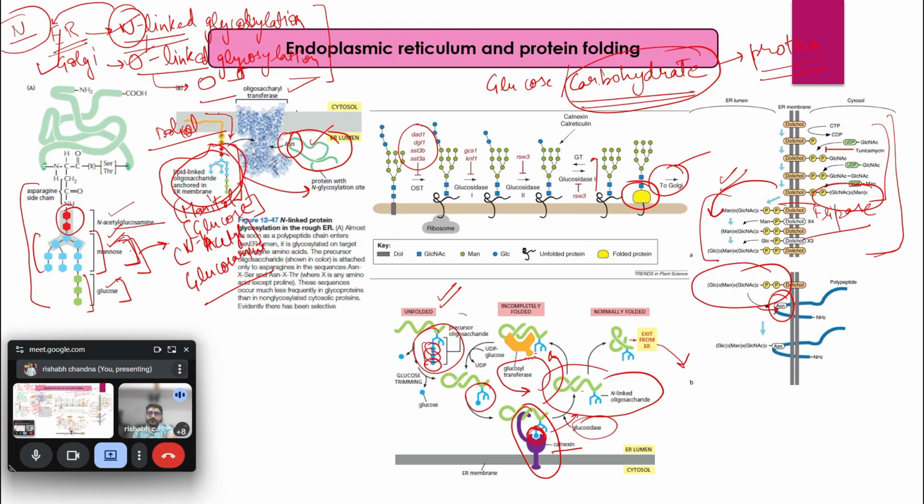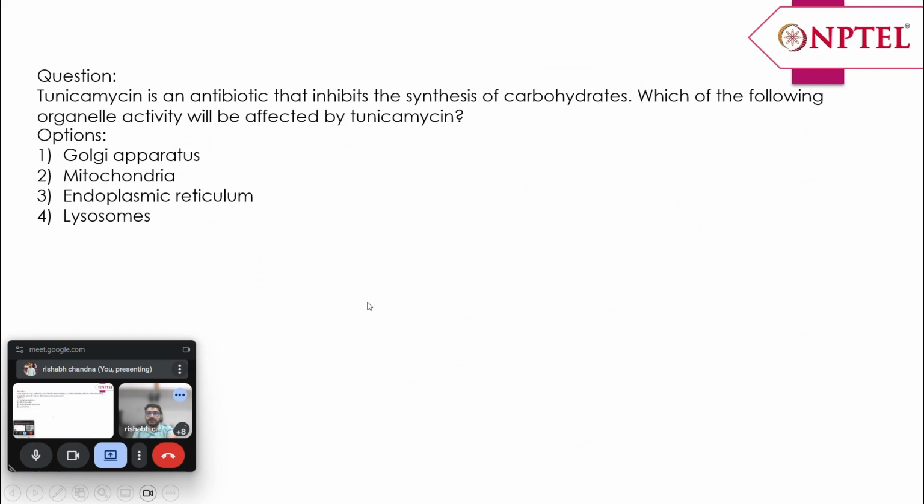Okay, if not, then we'll move forward. So, tunicamycin is an antibiotic that inhibits the synthesis of carbohydrates. Which of the following organelle activity will be affected by tunicamycin? So, what can be the correct answer?